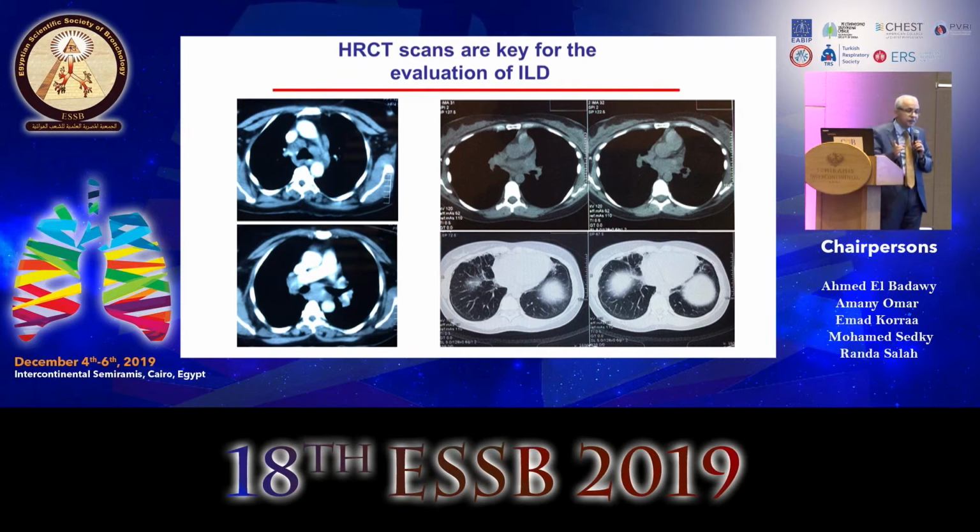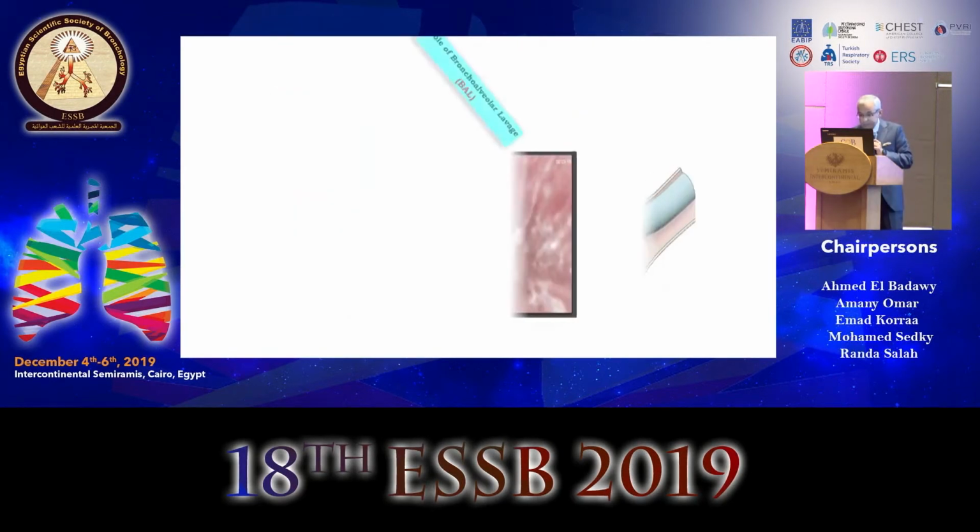So the first-line therapy is optimization of her serum immunoglobulins by replacement therapy, and you can add immunosuppression. Most important is anti-CD20, rituximab, to control her ILD.